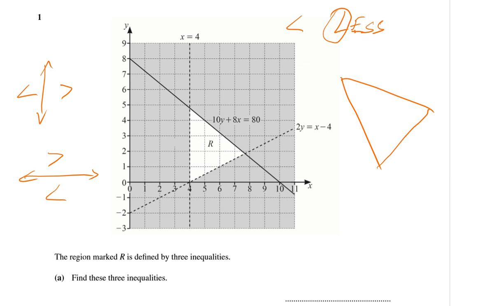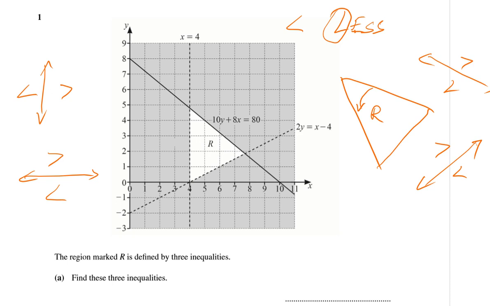For the other two kinds of lines, one rising from left to right and one falling from left to right, both have the lesser portion below them and the greater portion above them. So this region R is below this line.